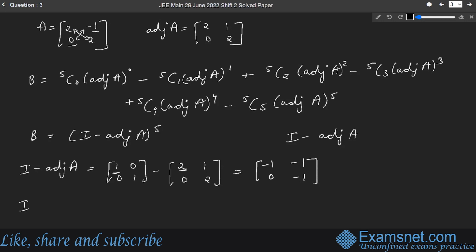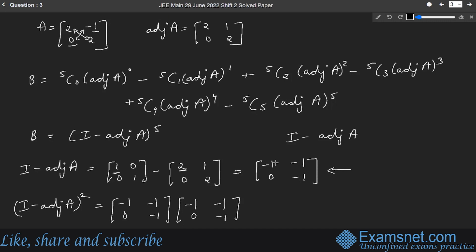Now let us calculate I minus adjoint of A square. Its square means [-1, -1; 0, -1] into [-1, -1; 0, -1], right? Because this is the value of I minus adjoint of A.